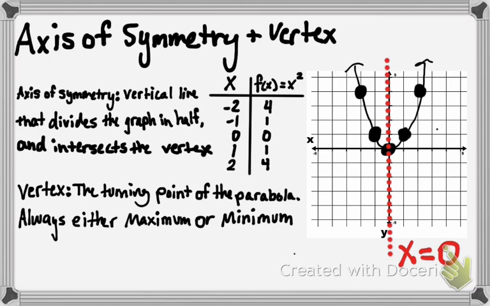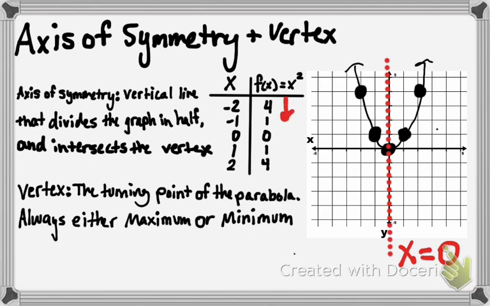The vertex is the turning point of the parabola. Basically, if we ever go from decreasing to increasing or increasing to decreasing, that point in the middle is our vertex. Now, because of this, it's always either going to be a maximum or a minimum value for our function.